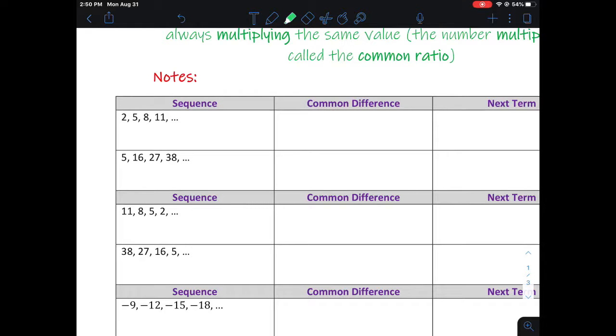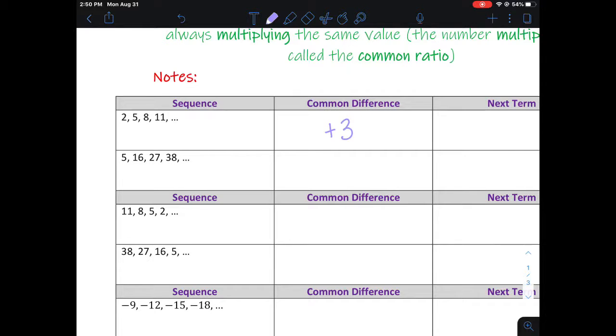So our first sequence. First term is 2, second term is 5, third term is 8, fourth term is 11. How did we get from 2, 5, 8 to 11? And remember, we're in arithmetic, so keep thinking adding, adding, adding. What did I add to get to the next number? From 2 to 5, what do you add? You add 3. 5 to 8, what do you add? 3. 8 to 11, what do you add? 3. So our common difference for this sequence is 3.